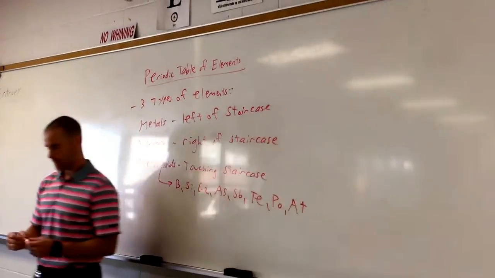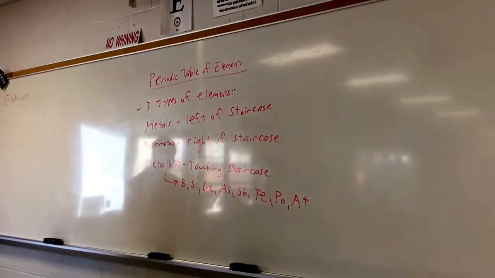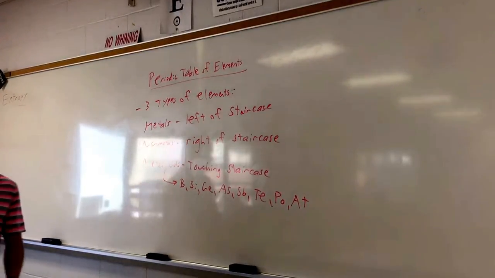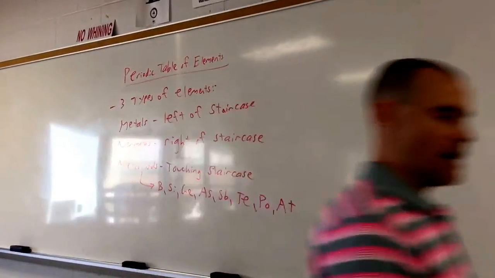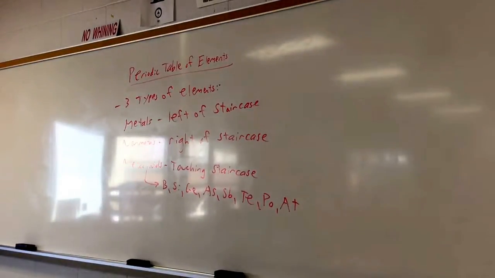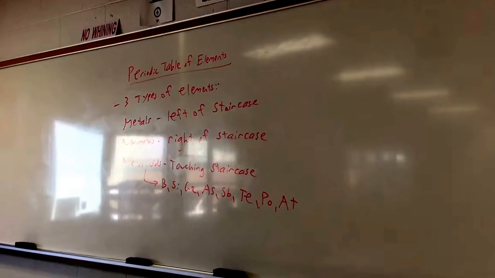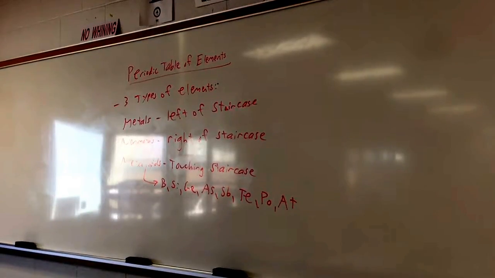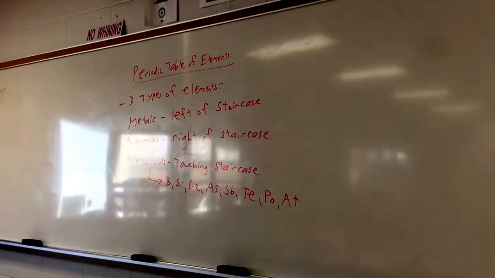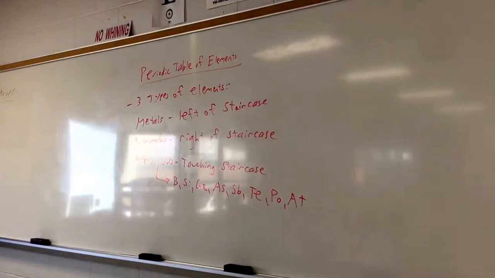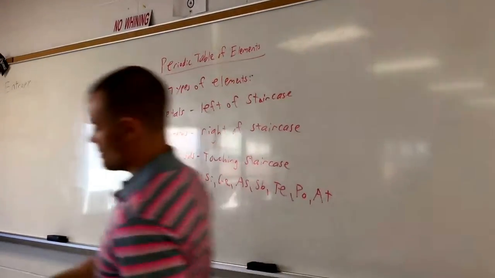Why isn't Al a metalloid? This is Al. It's aluminum. And it is a metal. Aluminum is a metal. So if you look over to the side, aluminum is not a metalloid.